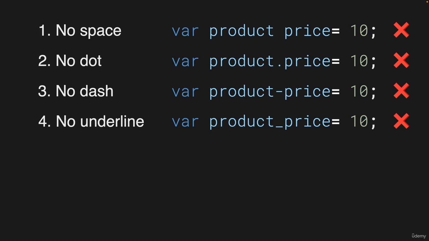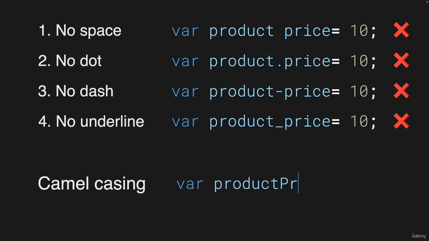We must use a strategy which is called camel casing. Here we write down product, and for the second word, or the words coming after that, we have to start the word with a capital letter. So as you can see here, product is all small letters, but the first letter of the second word will be a capital letter.